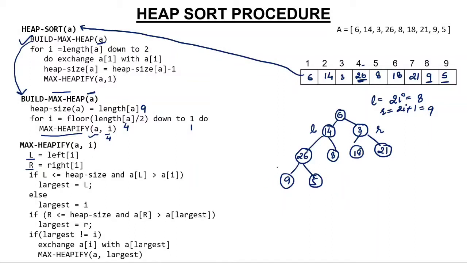Fine. So why am I using 2i and 2i plus 1? Because my array is starting from 1. What if my array is starting from 0? Then the left child formula will be 2i plus 1, I'll simply increment, and the right child formula will be 2i plus 2. Since we are starting our array from 1, we'll consider this formula. So how have we calculated L? Hope you understood. L will be left of i, R will be right of i.